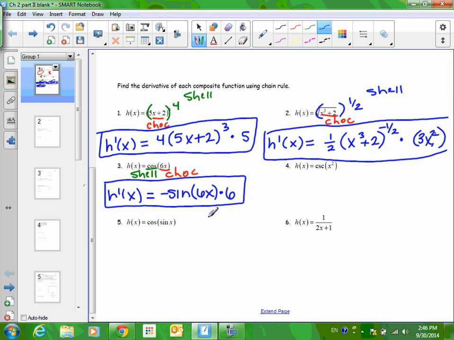Okay, number 4. It's a similar problem, all right, but we have a different chocolate. So let's just see. I'm going to have you guys tell me what's the derivative of cosecant. Negative cosecant. Okay, so negative cosecant cotangent. So watch what I'm going to write here. This may surprise you. Negative cosecant x squared cotangent x squared. Remember, this is not x, it's x squared, so I have to write it in both places. Then I have to multiply by the derivative of x squared, which is 2x.